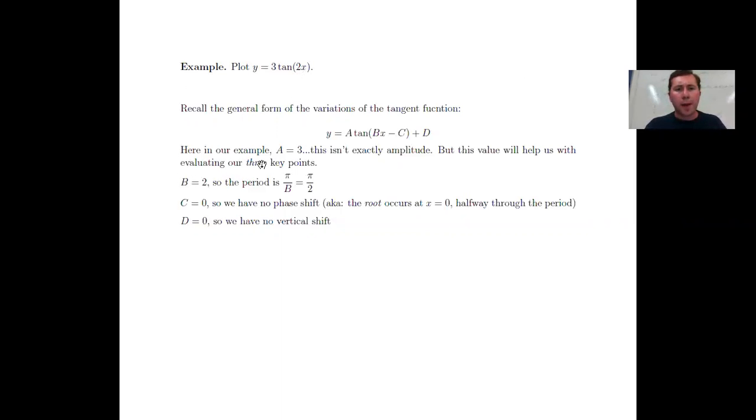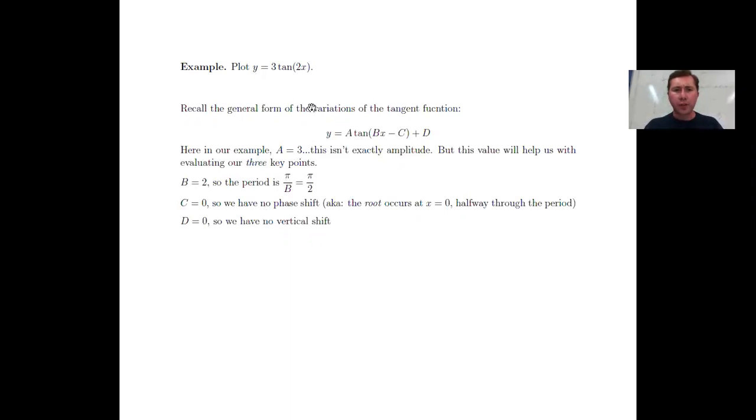Now, what does that mean? A is equal to 3, but it's not exactly amplitude. It will help us evaluate our 3 key points though, so we'll come back to that in a minute. B is equal to 2, and the period will be pi divided by b, so pi over 2. We use pi here and not 2 pi because tangent is pi periodic.